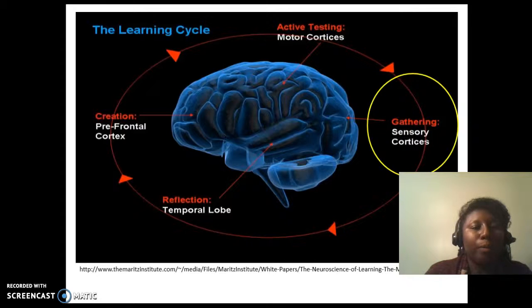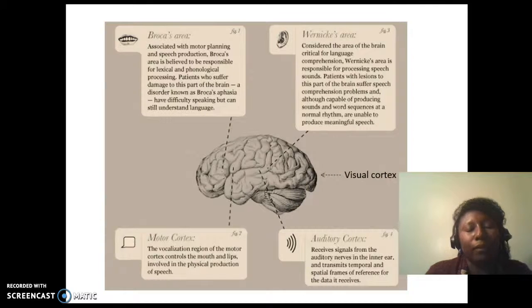And in the learning cycle, we can see that there actually are 4 regions of the brain that are involved in this process. And there are 4 different functions that happen in the learning cycle, with the first being gathering. In the gathering phase, we are perceiving or absorbing information through our 5 senses, of which the most commonly used are the auditory and the visual.